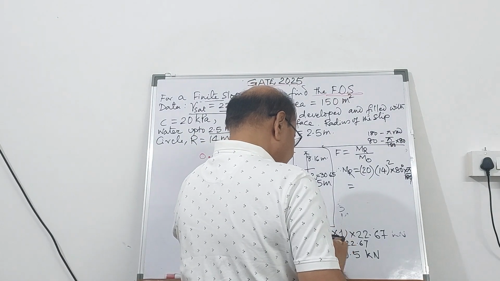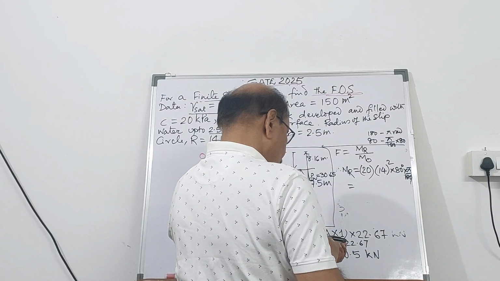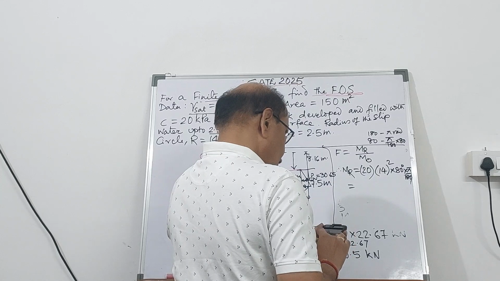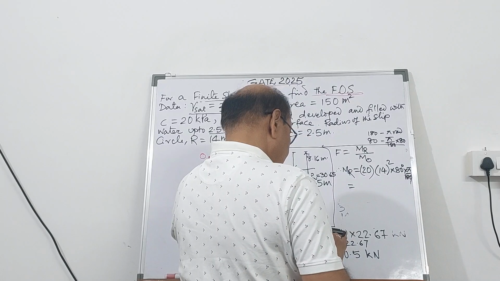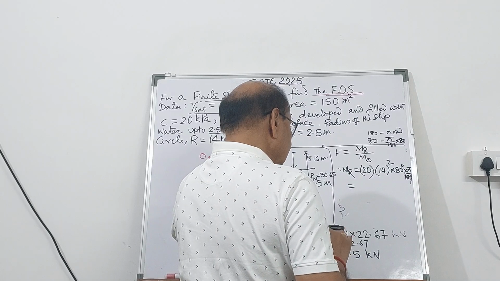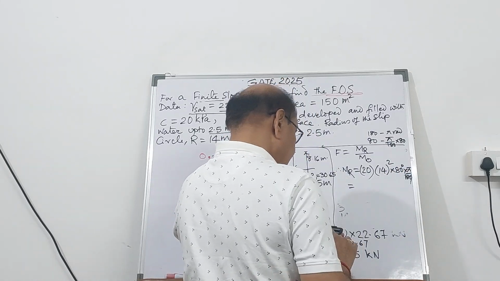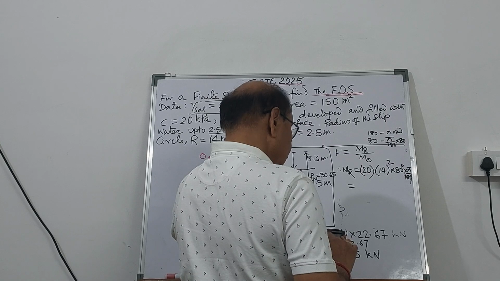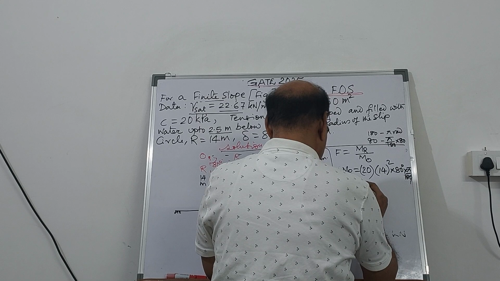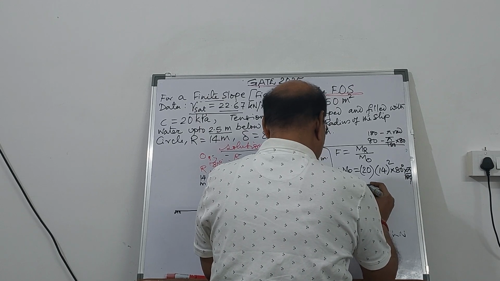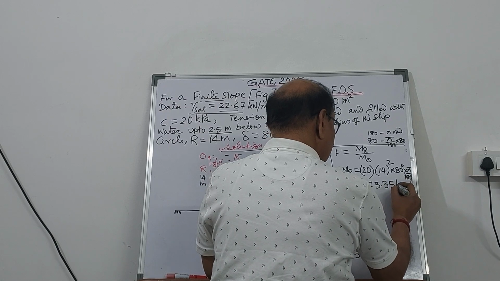So if you calculate it, 20 multiplied by 14 square into 80 multiplied by pi divided by 180. So the resisting moment is 5473.35 kilonewton meter.